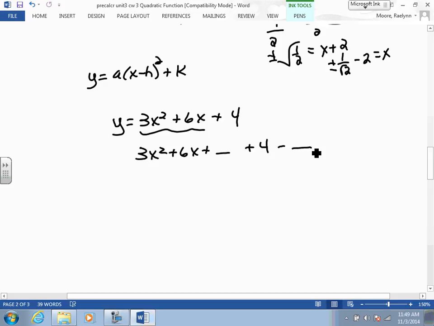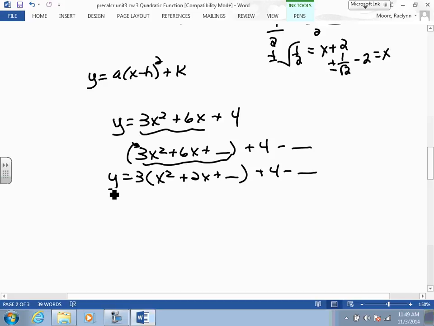Okay. Now, a has to be 1. I've got to get rid of this 3. So let's factor out a 3 out of this little root. So this becomes x squared plus 2x plus something, minus something. And let's follow your complete the square rules. What's half of 2? 1, and it's positive, right? So x plus 1 squared.